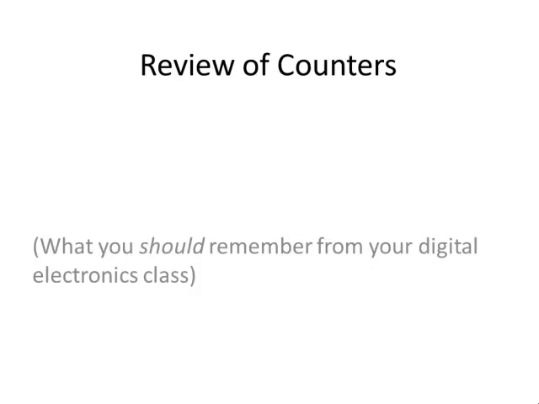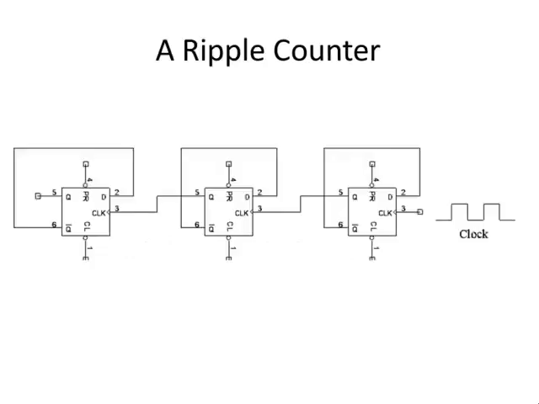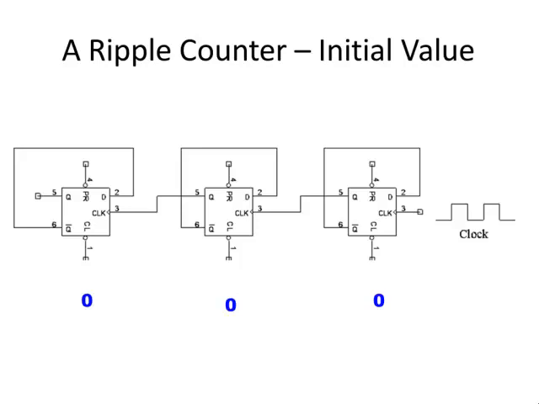So before we look at the PIC timer counters, let's take a little review about ripple counters, or what you should remember from your digital electronics class. So you're looking at a 3-bit ripple counter. Each flip-flop represents 1 bit. It has a clock pulse coming in, and the counter will count each clock pulse that comes through. Its initial value is going to start out with all zeros. So we have 0, 0, 0 out of the ripple counter.